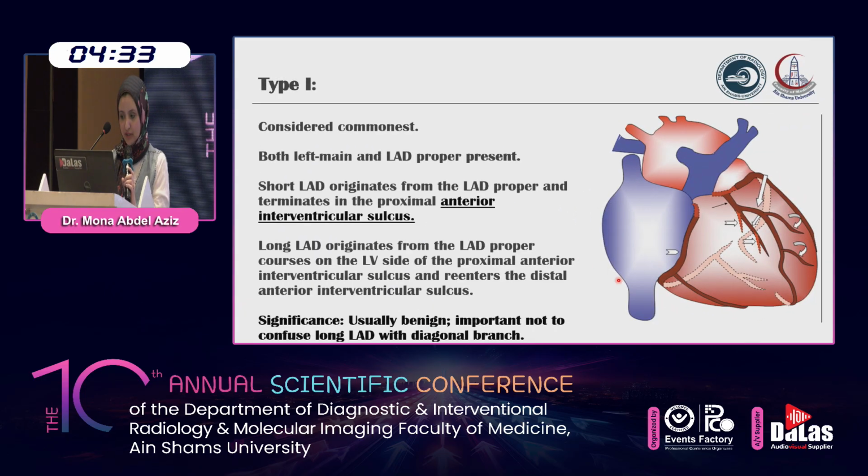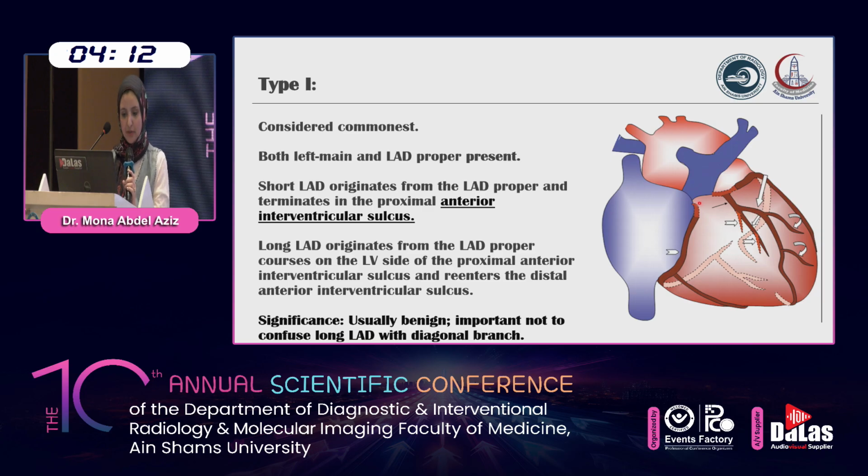First, we should know that the first three types have in common that both the left main and the LAD proper are present. And in all, the short LAD is seen originating from the LAD proper and passes in the proximal interventricular sulcus, while the first three types differ from each other by the course of the long LAD.